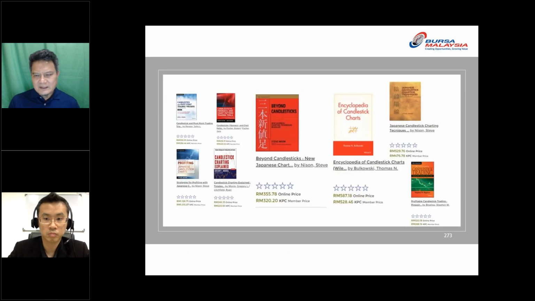These are among the books that you can read. There are a lot more books, but these are some of the books that I have and that you can buy. For example, the first book is Japanese Candlestick Charting Techniques, this yellow book by Steve Nison. He wrote a second book, Beyond Candlesticks, also by Steve Nison. And there is also another very good book.